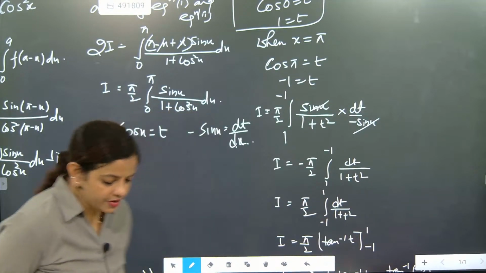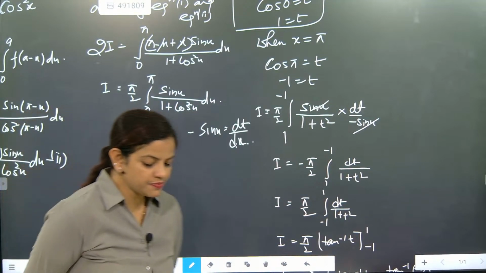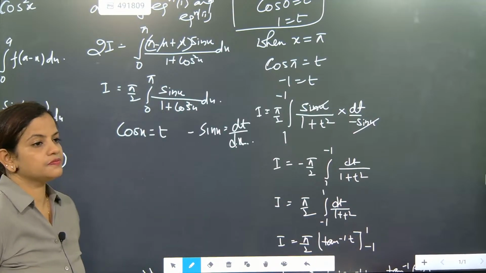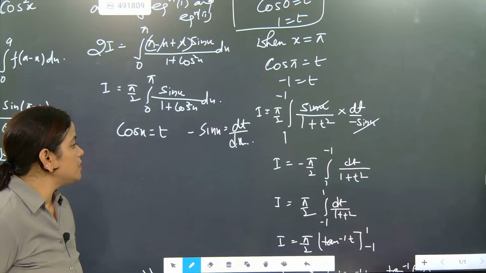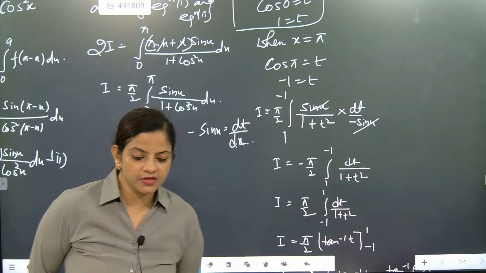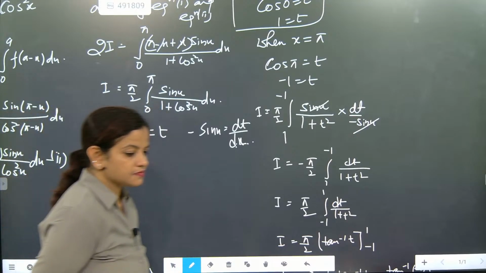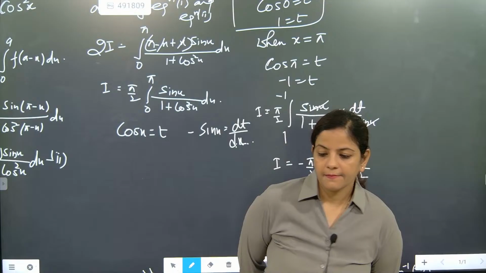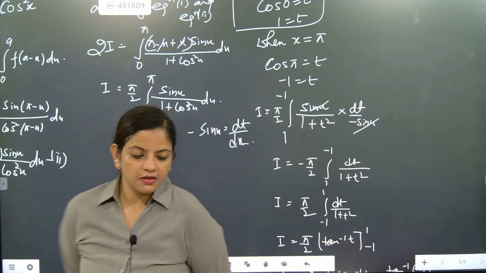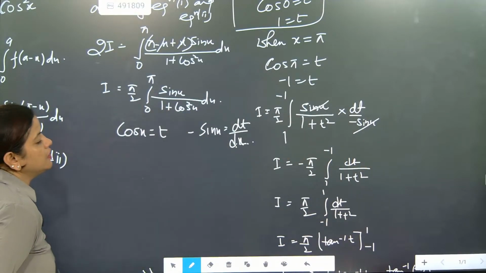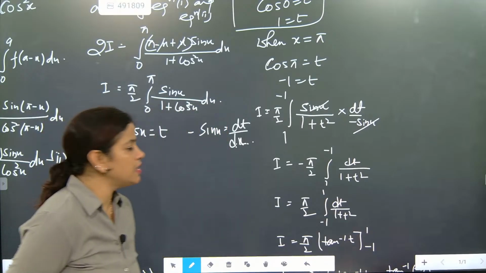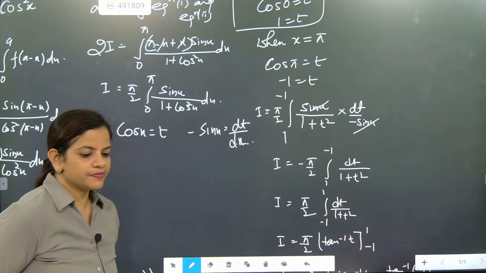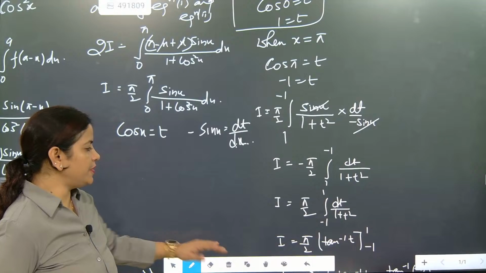I hope you might have understood this part, beta. Ready for the next part? Tanish, ready, beta? So we will be discussing the next section. See, so minus pi by 2, dt, 1 by t square is there, 1 by 1 plus t square. So we will be going for the next section.